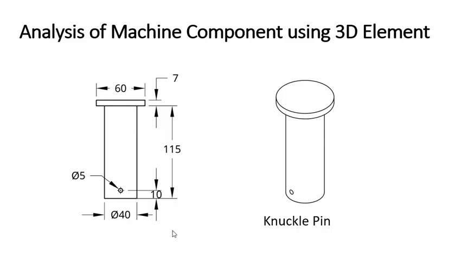You can see the dimensions. The lower diameter of this pin is 40 and the upper diameter is 60, and there is a 7 mm extrude here. The bottom pin length is 115, and the pinhole of diameter 5 is 10 mm apart from this. So let's make this CAD model in Onshape software.